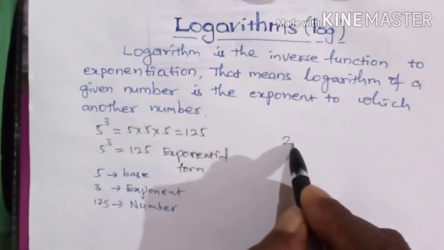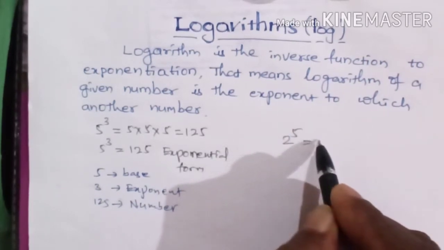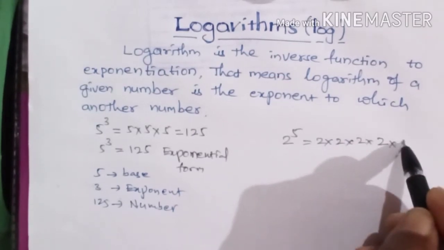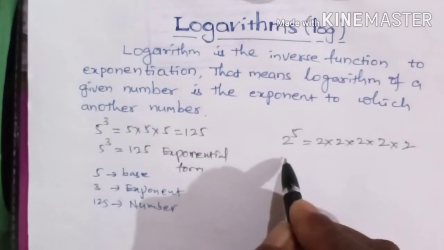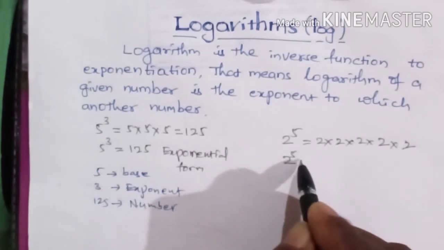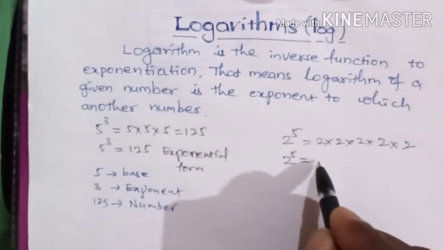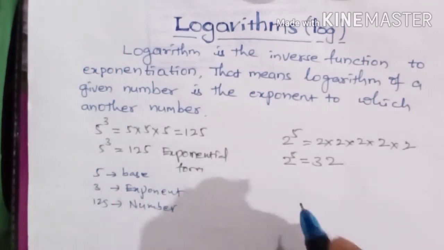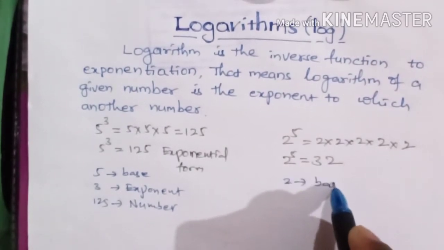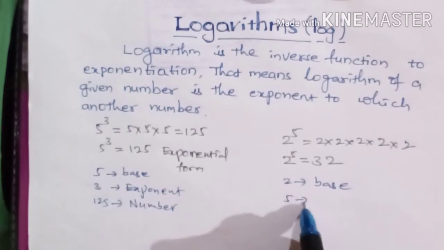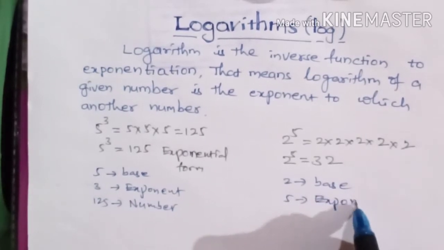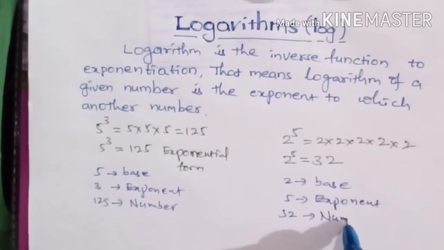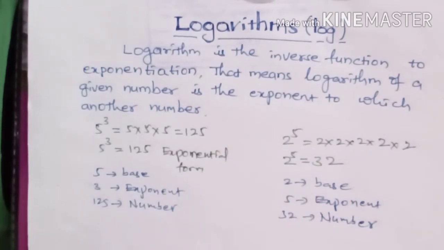2 to the power of 5 is equal to 2 into 2 into 2 into 2 into 2. So 1, 2, 3, 4, 5. So the exponential form of 2 to the power of 5 is equal to 32. What is the base here? 2 is the base and 5 is the exponent, and 32 is a number.